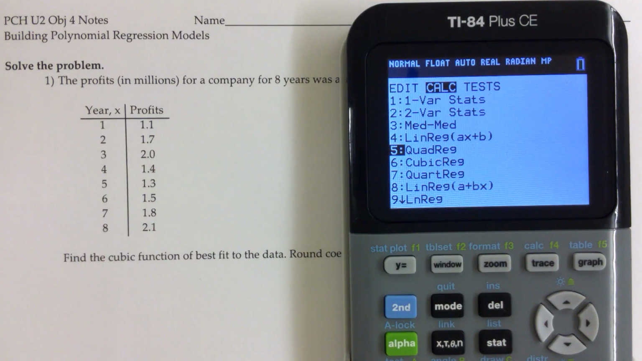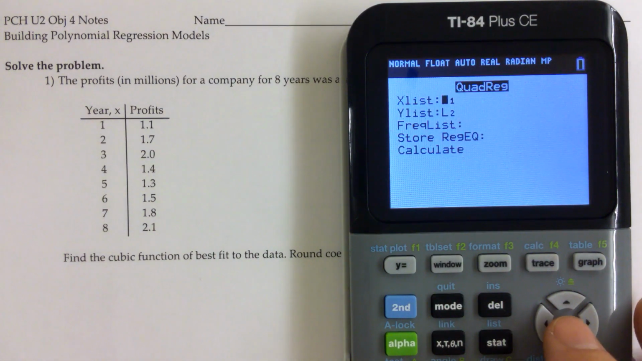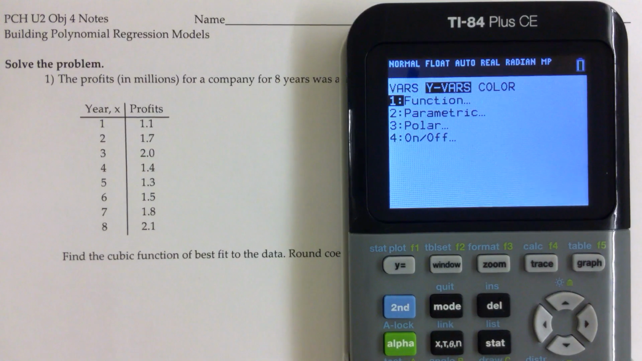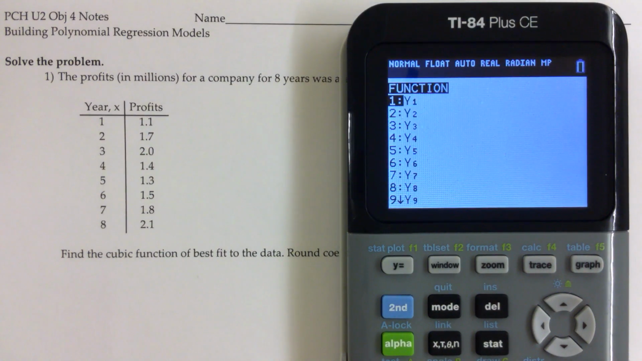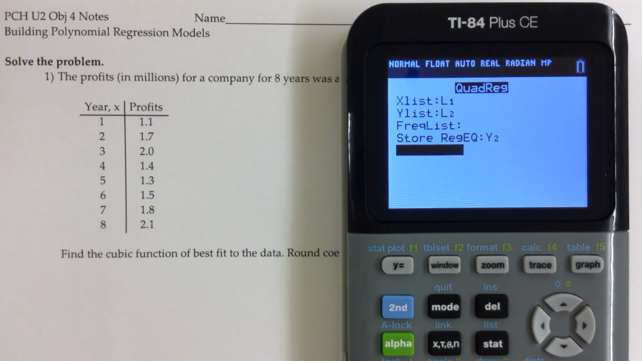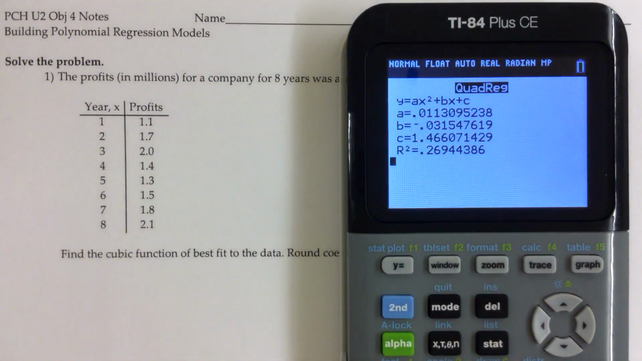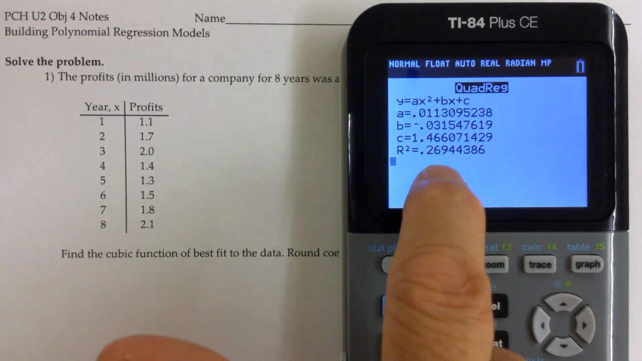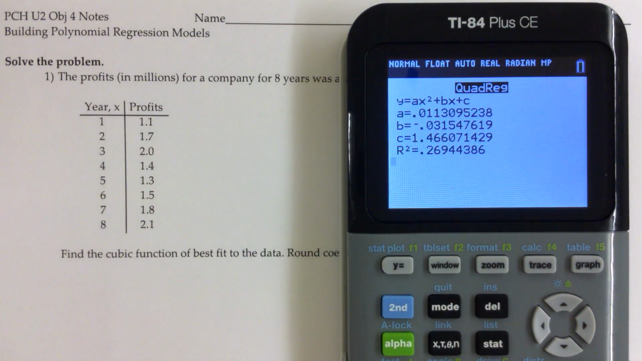How would that look? And if we hit enter for calculating a quadratic function of best fit, we're going to hit vars. We're going to store that one in our y2, function mode, y2, enter, and have the calculator see that, oh, okay, so that r squared, that's that key number. That shows it's a little bit better than the linear, but only barely. This is like a 27% good fit for the data.